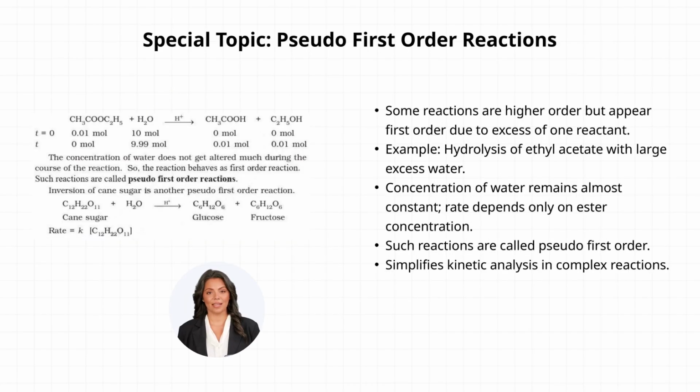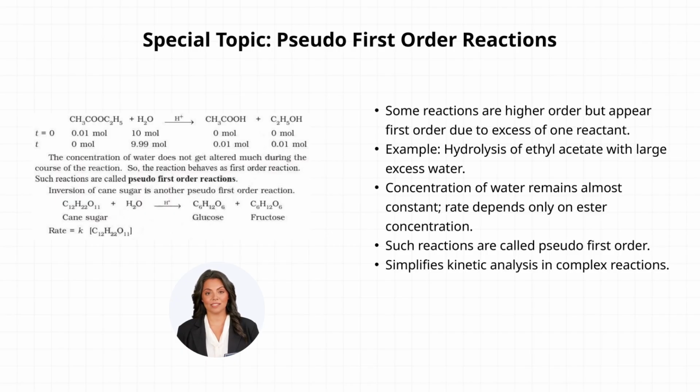To finish, let's talk about an interesting case in kinetics: pseudo-first-order reactions. Sometimes a reaction is theoretically second-order, involving two reactants. But if one reactant is present in huge excess, its concentration barely changes during the reaction. This causes the reaction to behave as if it were first order with respect to the other reactant. A classic example is the hydrolysis of ethyl acetate with a large amount of water.